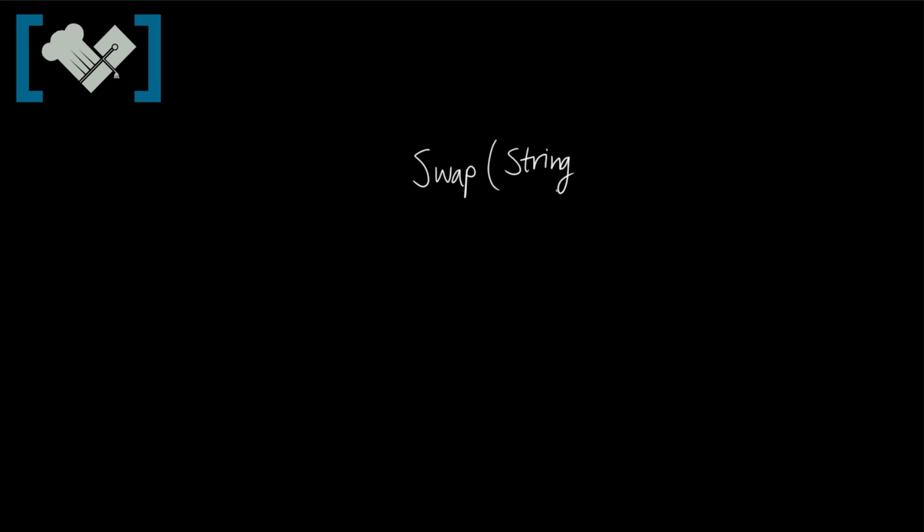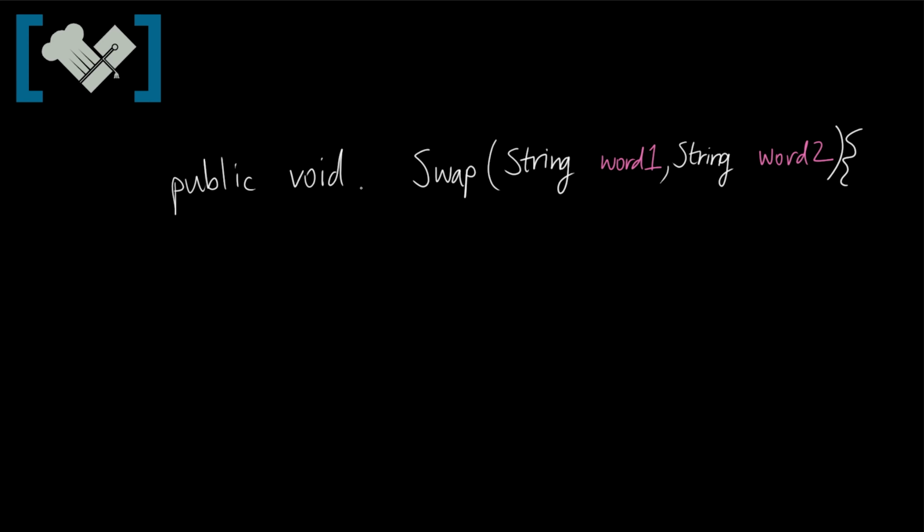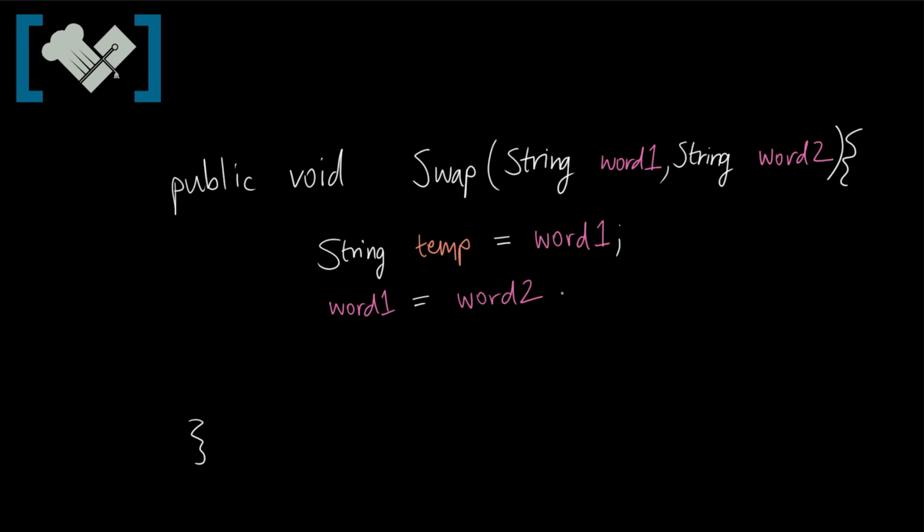We take in a string word1 and a string word2. We don't return anything, so the function is void. To swap the strings, we put word1's string into a temporary variable to hold word1's value. Then we overwrite word1 by setting it equal to word2's value. Finally, we set word2's value to equal word1's old value, which is now stored in the temporary variable.